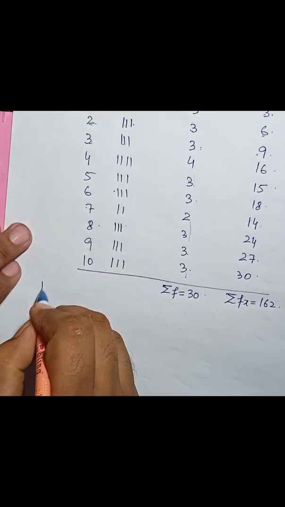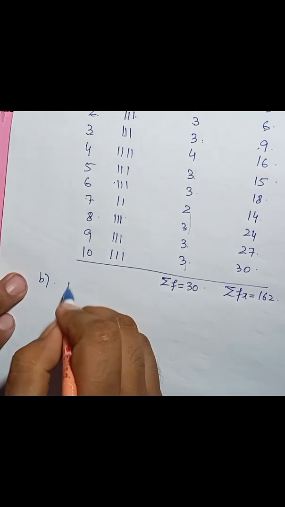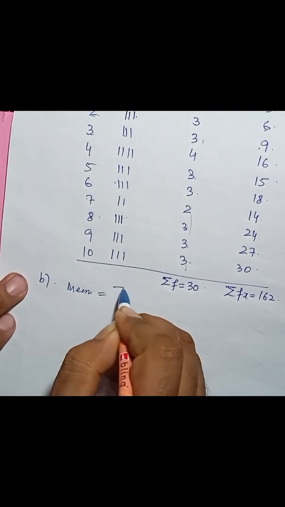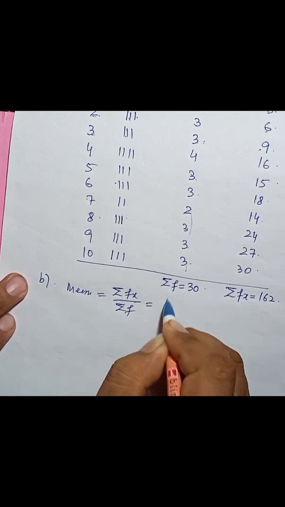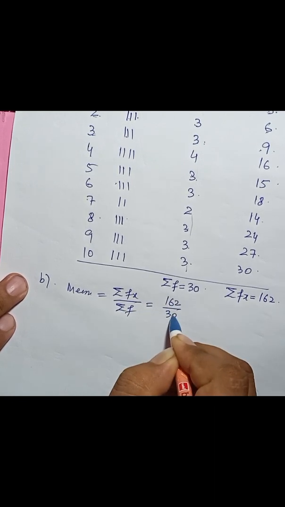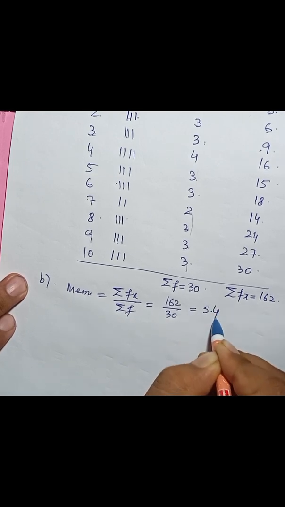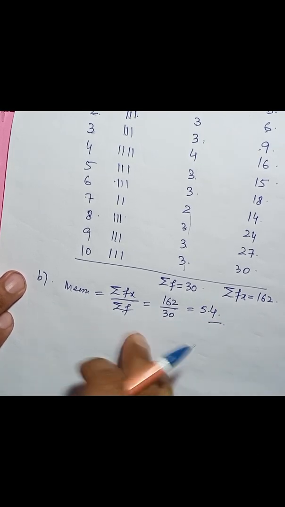Now the B part is find the mean. What is the mean? We know the formula for the mean: sigma Fx divided by sigma F. What is sigma Fx? That is 162 divided by 30, that is 5.4 when you do it on the calculator.